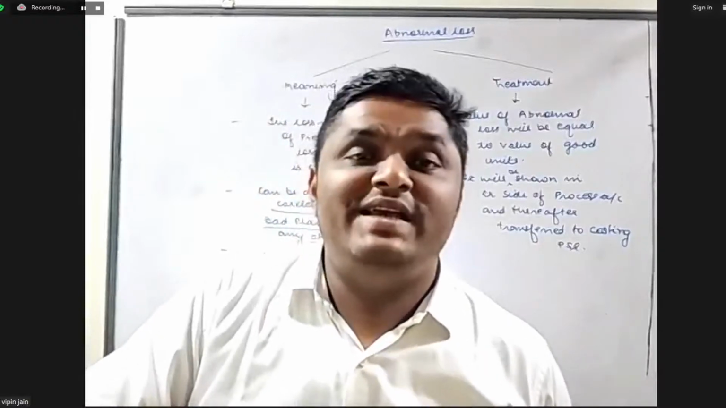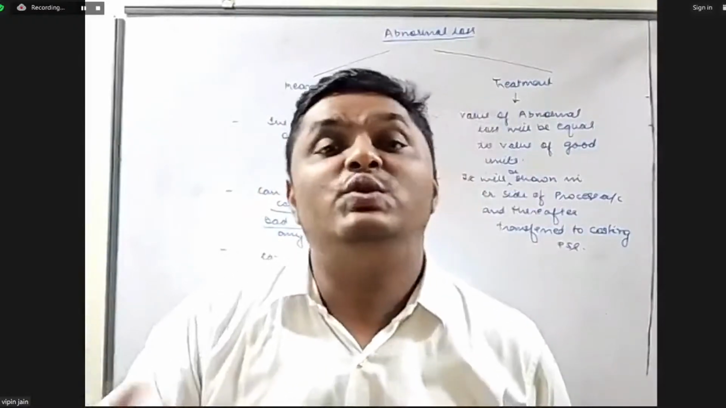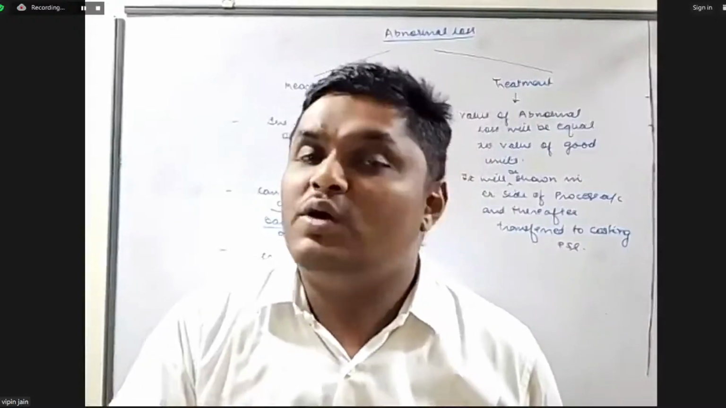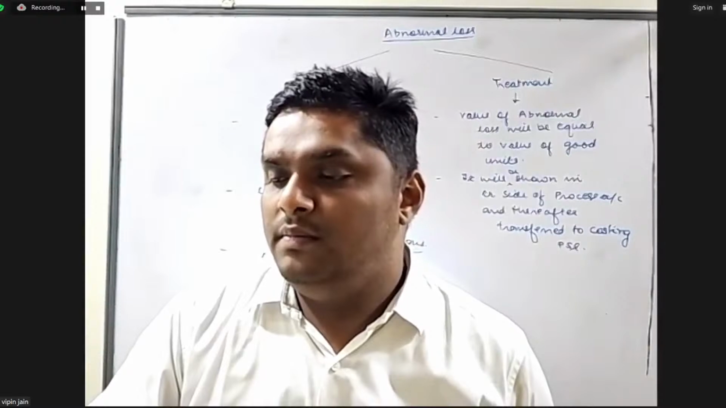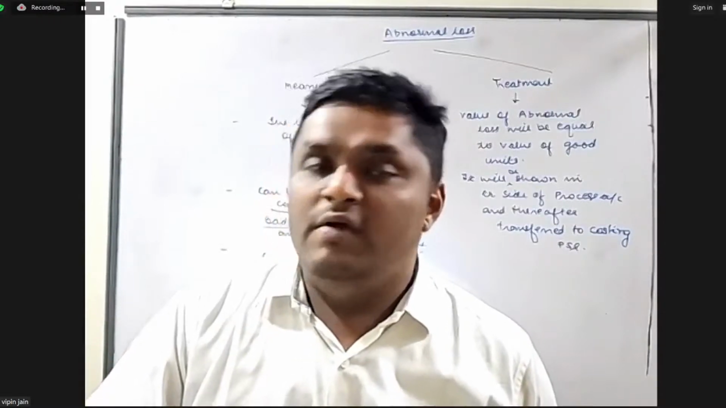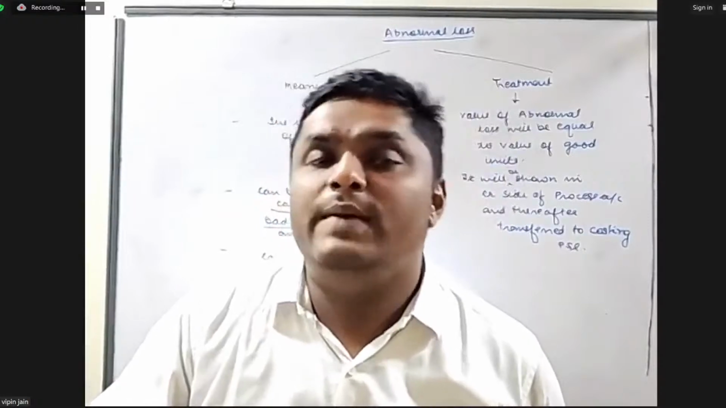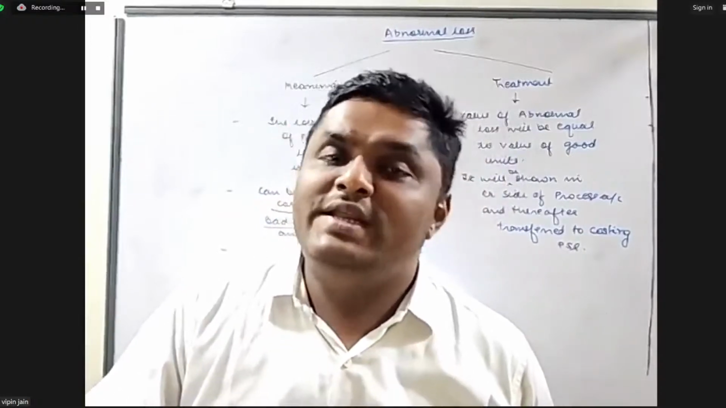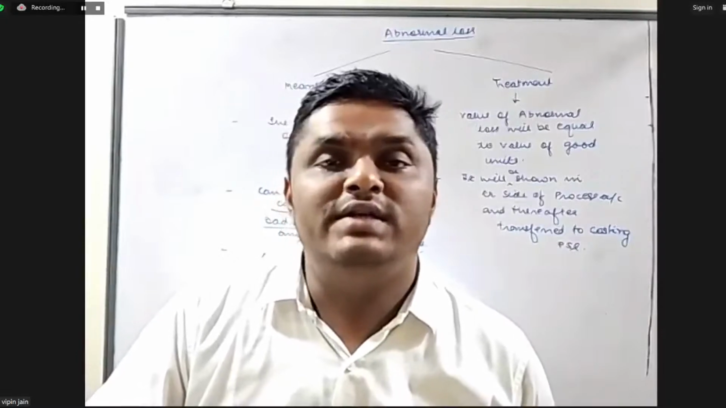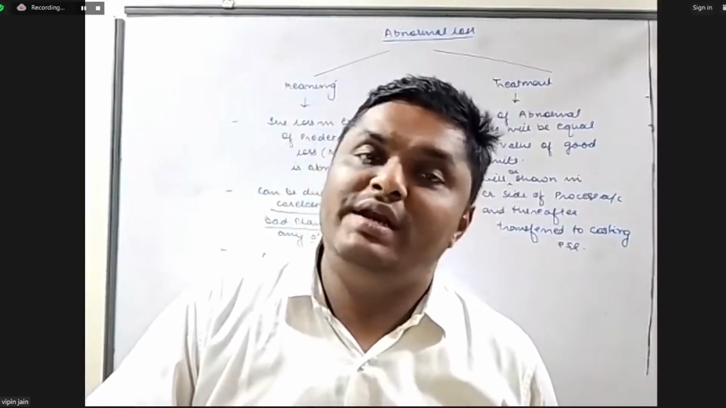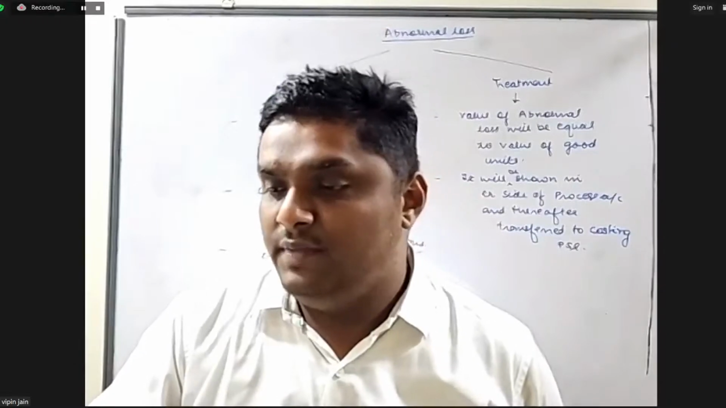See, the name itself says abnormal loss. The name itself says that it is due to abnormal reasons. The product cost will not be inflated, Manohar. When talking about normal loss, yes, it is absorbed by good units. But when talking about abnormal loss, very simple, guys. The value of abnormal loss will be equal to the value of good units. And it will be shown in the credit side of process account. And thereafter, it is transferred to costing P&L.